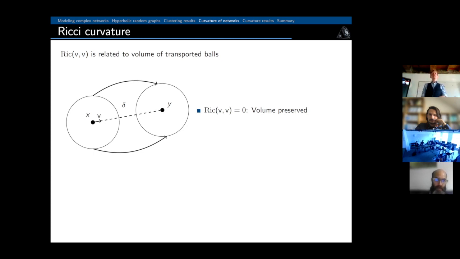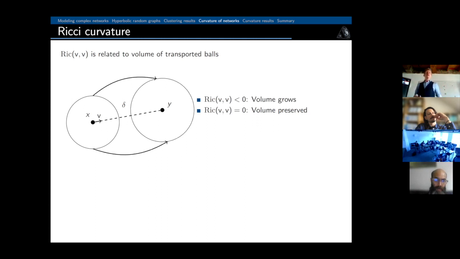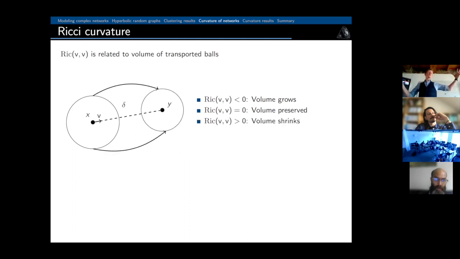And the idea is that if the Ricci curvature at x in the direction of v, which is denoted by Ricci(v,v), is 0, it means that basically the volume of this ball is preserved. So the ball in the end has the same volume, right? If the Ricci curvature is negative, then the volume grows. And if it's positive, it shrinks.